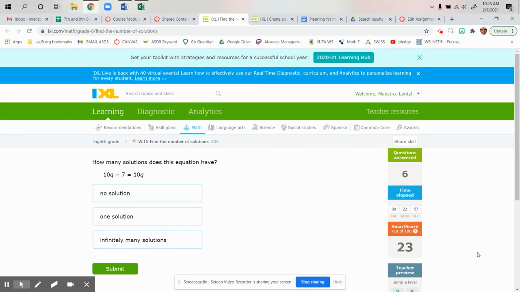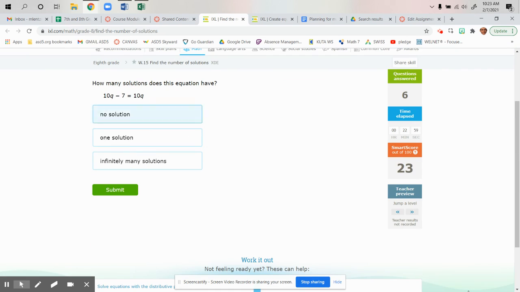So let me scroll down again. Now, this one says 10q on the left and 10q on the right, which means they're both positive. So a lot of people, including myself a few times, think, oh, it's going to be infinitely many because they already equal each other. But that's not true because I need to balance it. So if I were to subtract 10q because it's positive, 10q minus 10q is 0. And all I'm left with is negative 7 equals 0. So that means there is no solution because there's no q's left.